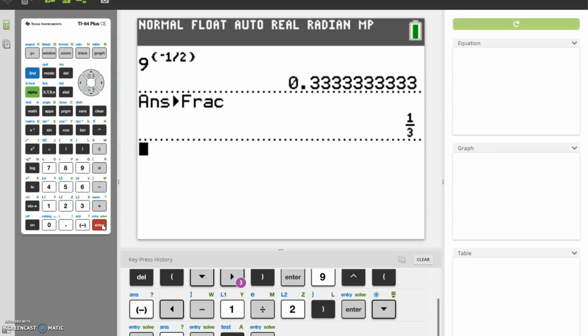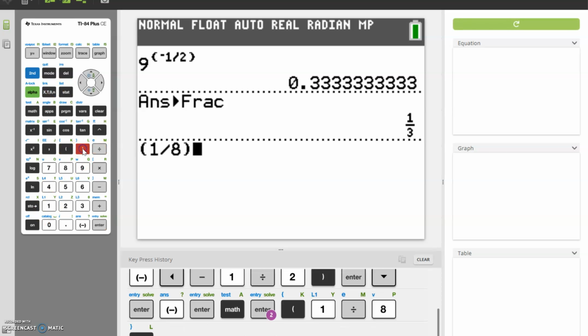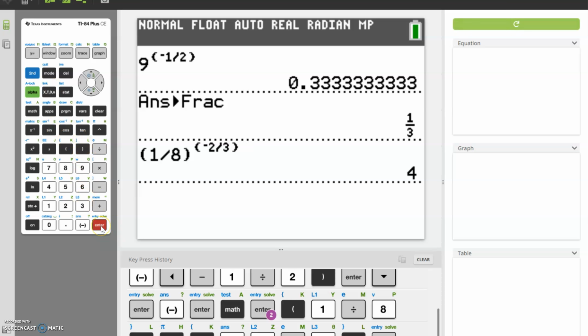Lastly, we can also do this where our base is a fraction. So let's say we're going to do 1/8 raised to the negative 2/3. If you are going to do that, please make sure that you put your fraction in parentheses. We want to make sure that that entire value is being raised to an exponent. So we'll raise this to a negative 2/3. We'll hit enter, and we find out that 1/8 raised to the negative 2/3 is 4.